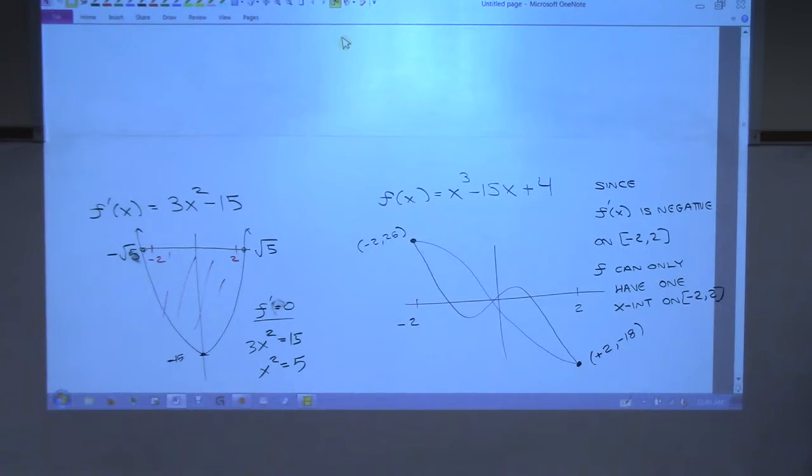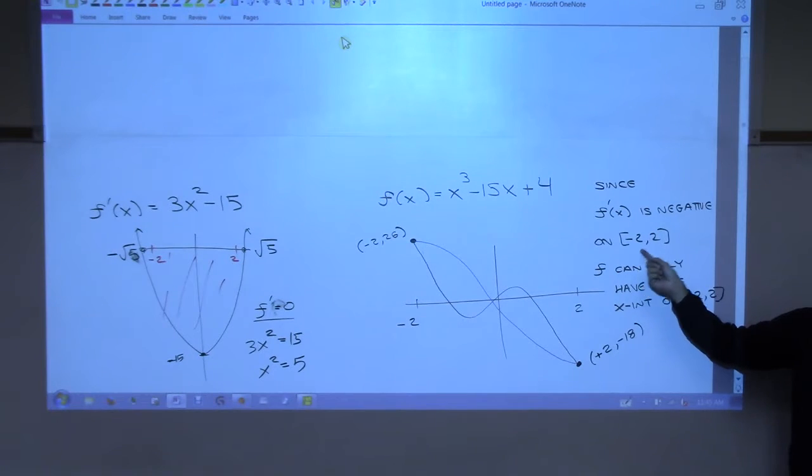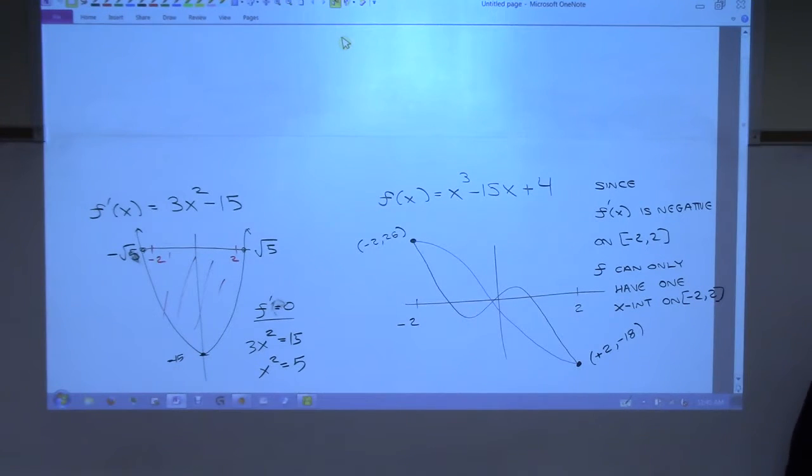Yes? Probably nothing, but you use brackets there on the interval. It wouldn't matter. Because I could say since f prime is negative on negative root 5 to root 5. I couldn't use the brackets though. Well, I just know on the original problem you used parentheses in the interval. I just didn't know if that made a difference. Nope.